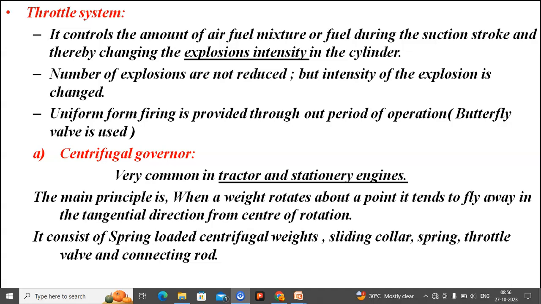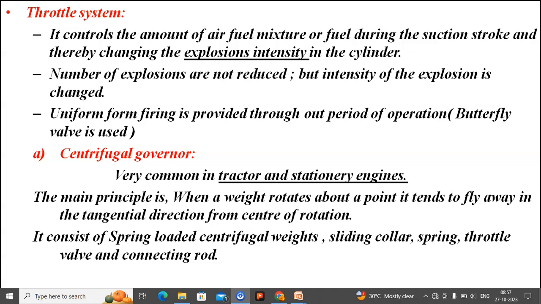Uniform firing is provided in the throttle system throughout the operation, and a butterfly valve is used to control it. It is majorly used in tractors, where the centrifugal governor and hydraulic governor can be used. The centrifugal governor is common in tractors and stationary engines.